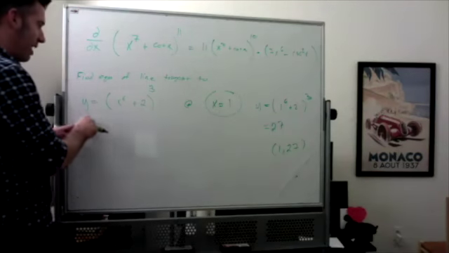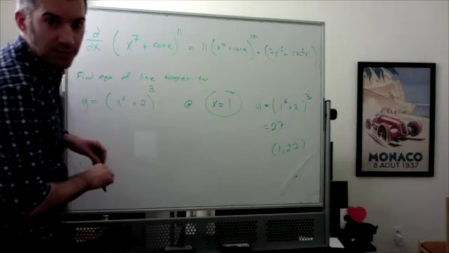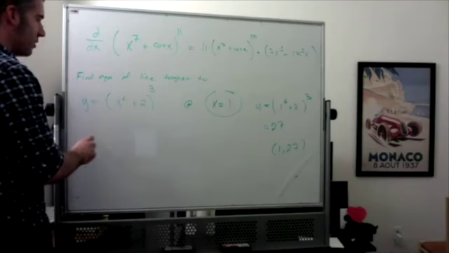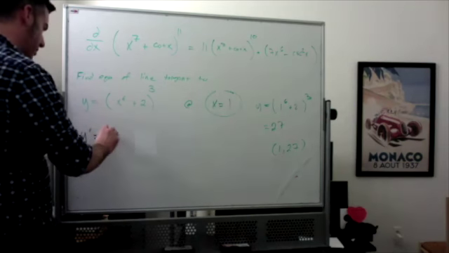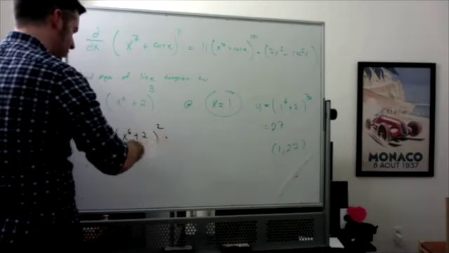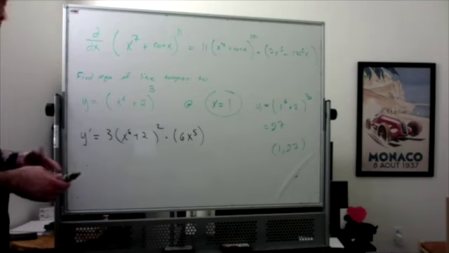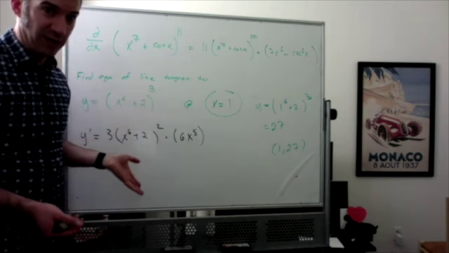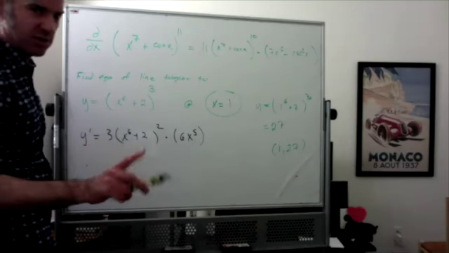So we've got y equals x to the 6th plus 2, to the 3rd, at x equals 1, and the point (1, 27). We're going to find the derivative. The derivative is 3 times our stuff to the 2nd power, times the derivative of the stuff, which is 6x to the 5th. But what I was saying is, if you wanted to, this power is low enough that you could actually multiply it out. I don't recommend it, but you can if you really want to. But you shouldn't, so don't.